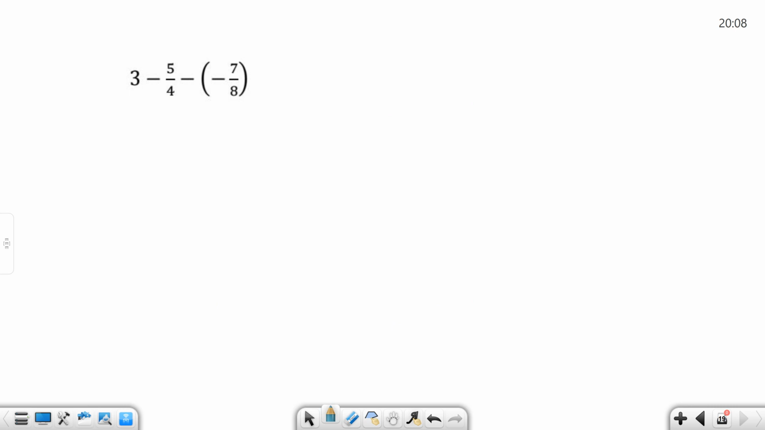So 3 minus 5/4, and then minus a negative. I have minus a negative, which is really plus. So what I want to do is rewrite this. I want to say, okay, this is really 3, and then minus 5/4, and then we said that was plus 7/8, right? Because minus a negative is positive.